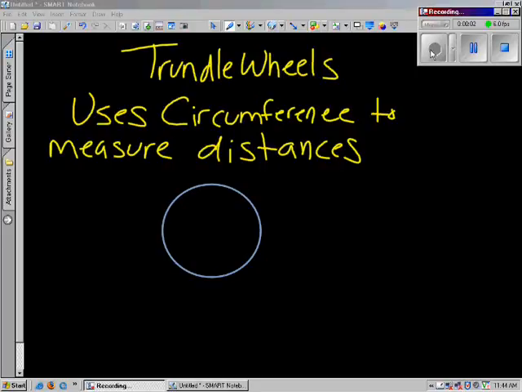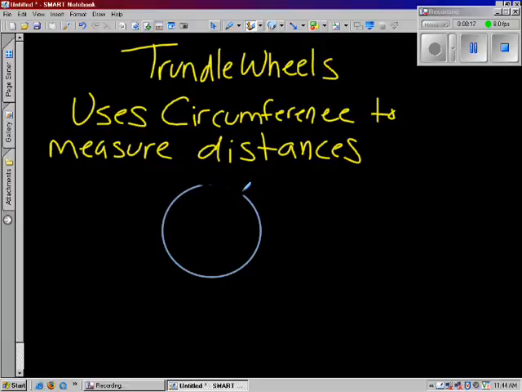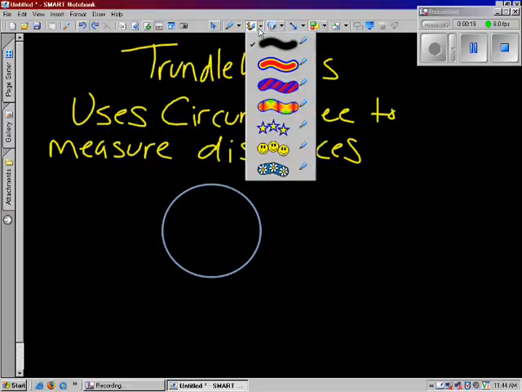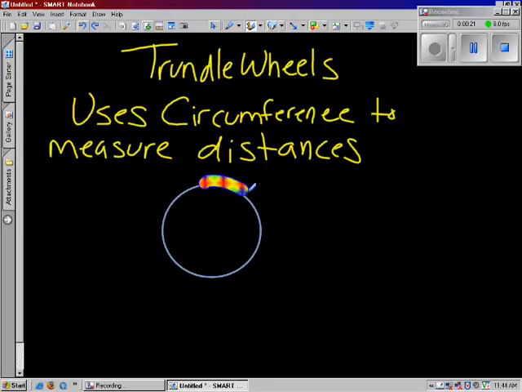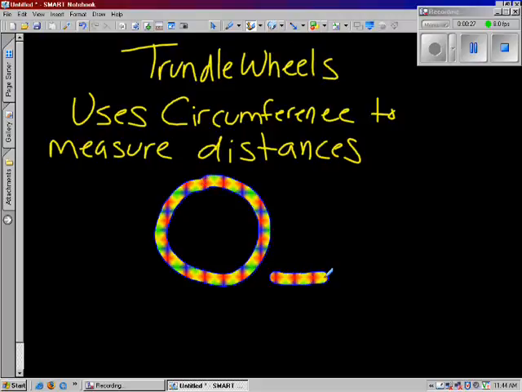Welcome to your review on trundle wheels. We used trundle wheels quite a while ago. The basic idea is it's a circle, and all we're going to use is the circumference to measure a distance. If you see this circle here, if I were to measure the distance around this, and then, as if it was a string, take it and stretch it out, that's how I use it to measure distance.